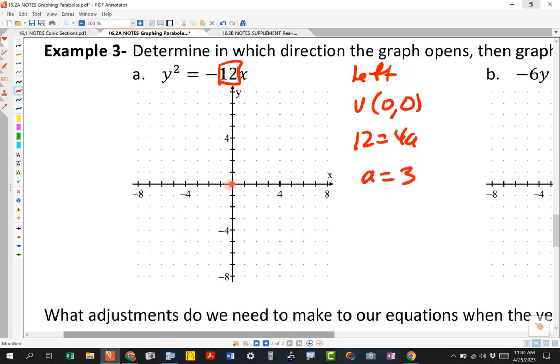So the vertex is at the origin. It opens left, so that means the focus has to be 3 units in here. So there's the focus. There's the vertex. And the directrix has got to be 3 units outside that. So this is going to be x equals 3. This is going to be -3, 0. This is 0, 0. And then how far do I go up and how far do I go down?